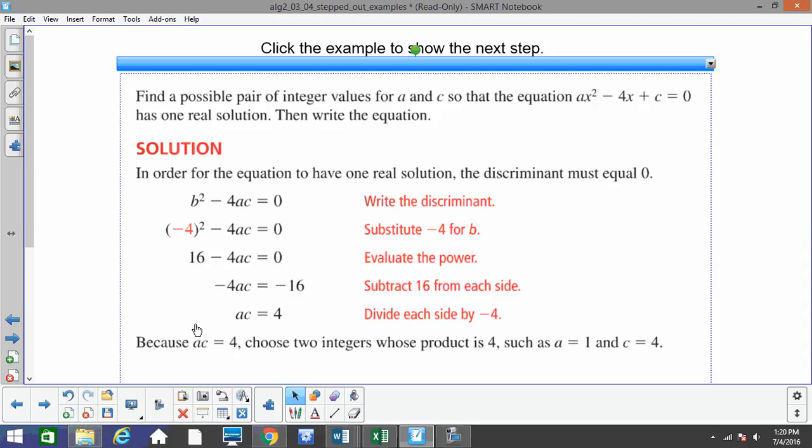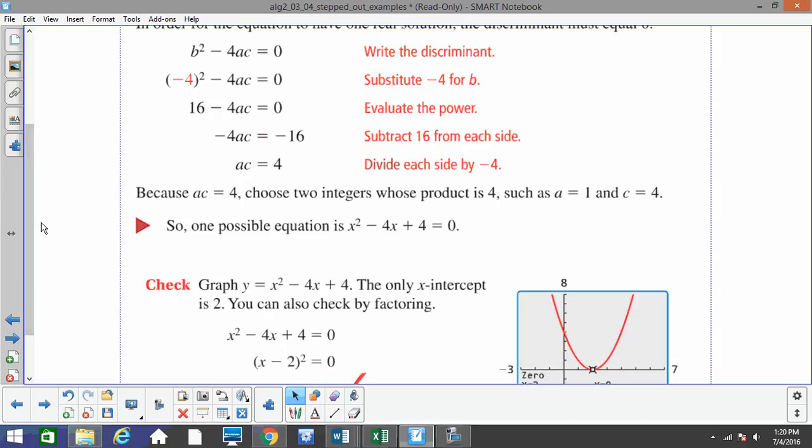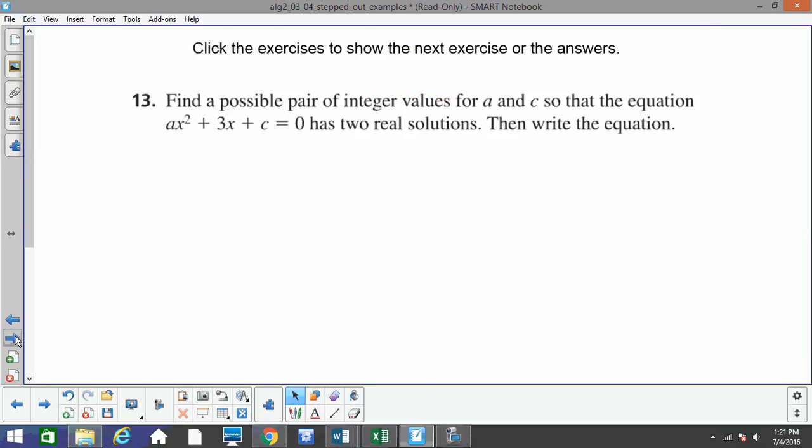A can equal 1, C can equal 4. And check it by plugging it into Desmos and see if it works out. You could have also had A equals 2, C equals 2, A equals 4, C equals 1. All right, try this one on your own.